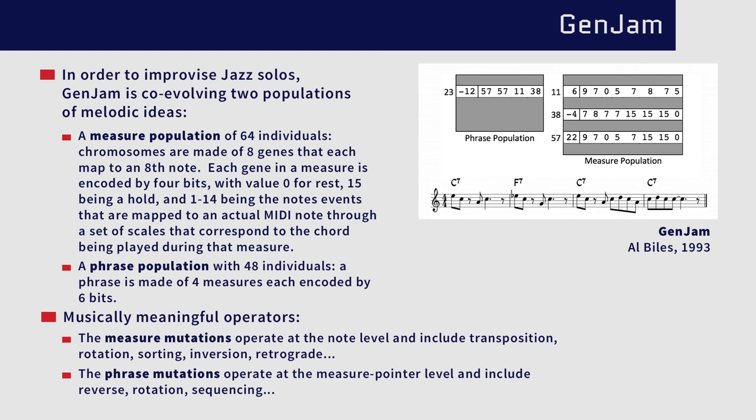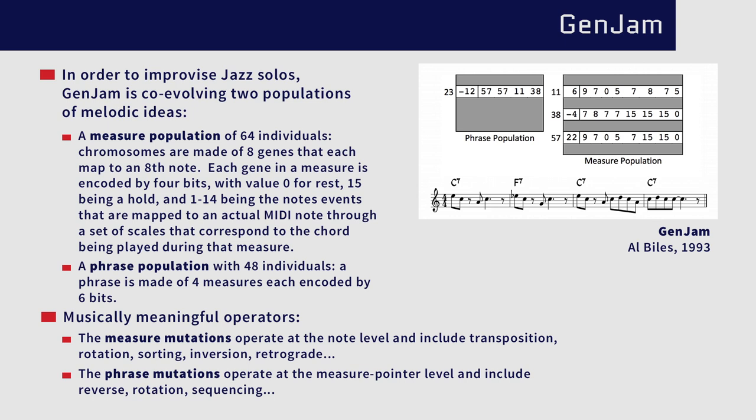Each gene in a measure is encoded by 4 bits, with values 0 for rest, 15 for a hold, and values between 1 and 14 being the note events that are mapped to an actual MIDI note through a set of scales that correspond to the chord being played during that measure. Since the encoding is relative to the scale associated with the current chord, GenJam cannot play a wrong note. A phrase is made of 4 measures, each encoded by 6 bits.